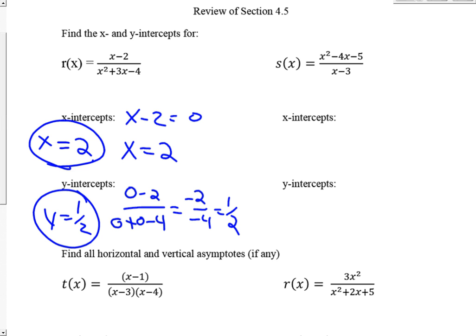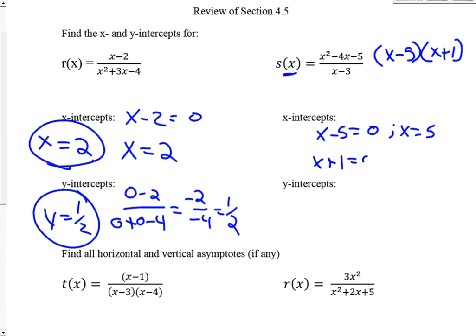Okay, so for the second one, s of x, what do we have to do here before we can get started? We have to factor, right? So we're going to factor x squared minus 4x minus 5. So we factor that, we're going to get x minus 5 and x plus 1. So then for the x-intercepts, again, we set the numerator equal to 0, right? So x minus 5 equals 0, and we get x equals 5. X plus 1 equals 0, we're going to get x equals negative 1.